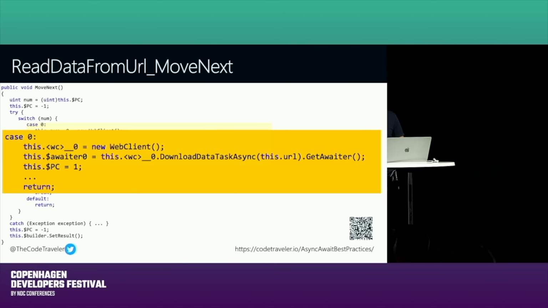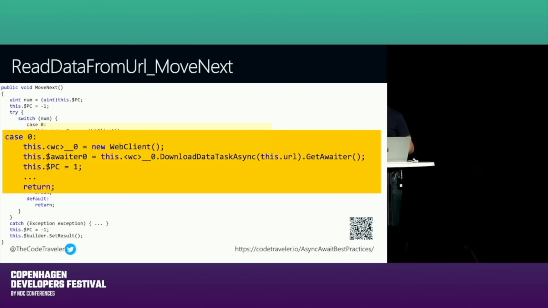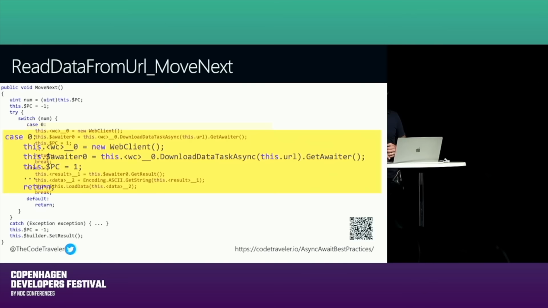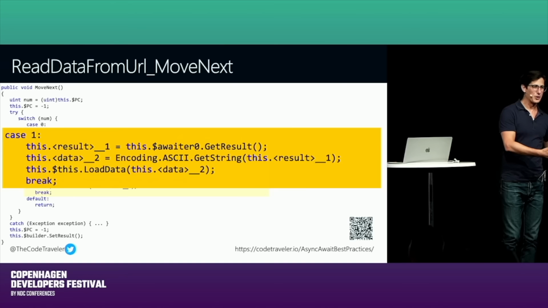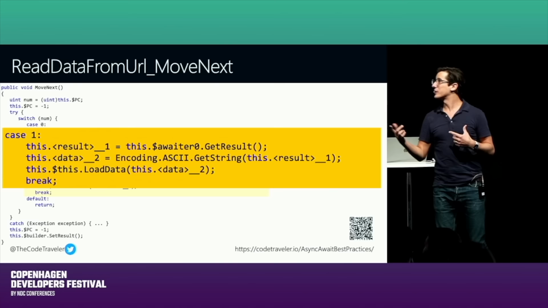But before it returns, it sets that value of PC to 1. And it does that because when .NET comes back to thread one and says, hey, the background task is done, you're back up, thread one's going to jump back into case one. So it's kind of letting itself know where to pick up where it left off. And just like we expect, this is the rest of our method, where we get the result from download data task async, we encode it, and then we call that load data method.